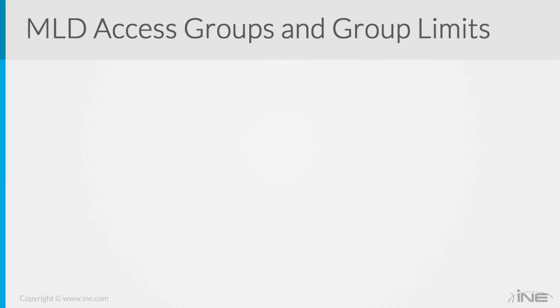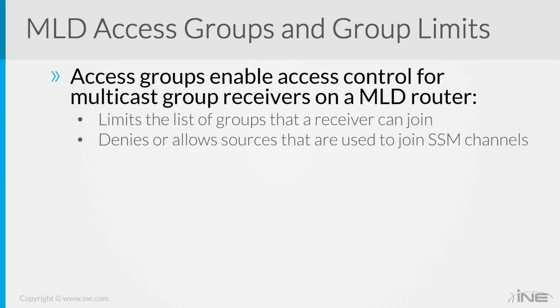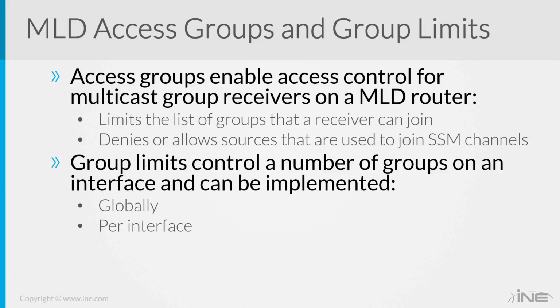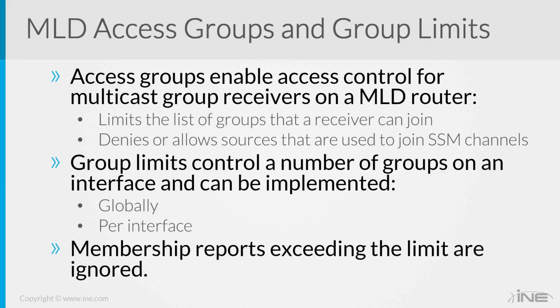Now, some of the access groups and group limits. Access groups enable access control for multicast group receivers on an MLD router. So it limits the list of groups that the receiver can join, and denies or allows sources that are used to join source-specific multicast channels. Group limits control the number of groups on an interface and can be implemented either globally or per interface. If you go to the interface, you're being more specific. Membership reports exceeding the limit are ignored.